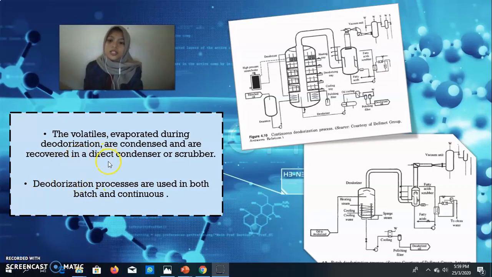Okay, next is the sterilization process, which is used in both batch and continuous modes. Batch is basically suitable for small capacity, like less than 50 tons per day, while continuous is for large capacity.